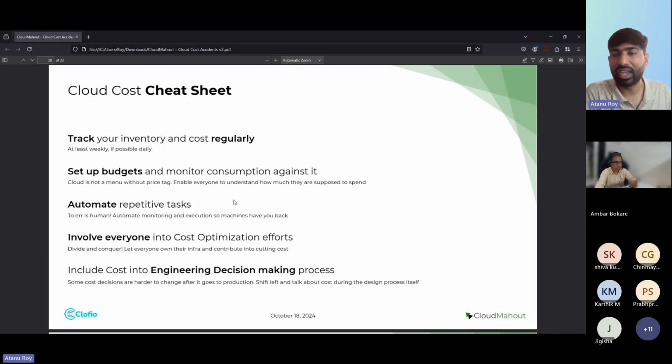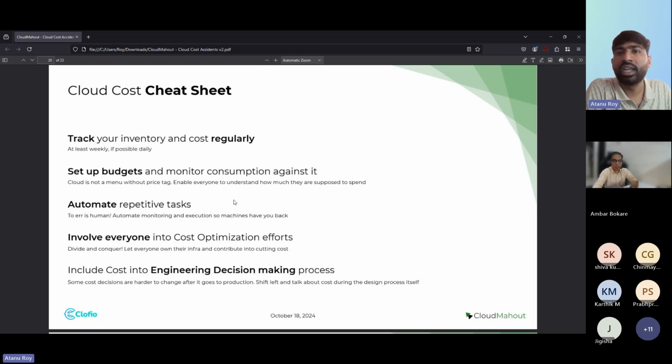Everybody has each other's back, right? If the DevOps team is missing something, engineering teams can take care of it. If the engineering team is missing something, the DevOps team can do it. If everybody is missing it, the leadership team is looking at those dashboards, so if something goes wrong, they get an alert. We always suggest our customers bring a collaborative culture of cloud cost optimization so that everybody can collaboratively avoid these kinds of cloud cost accidents.